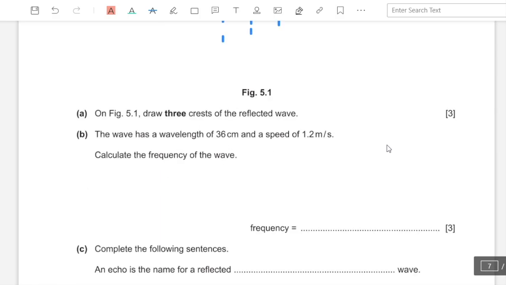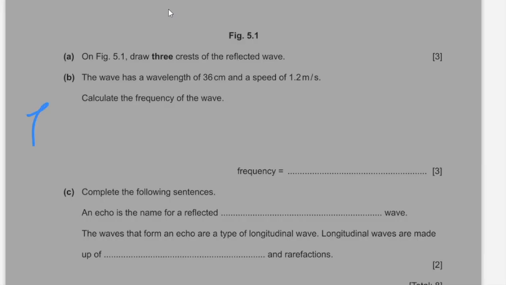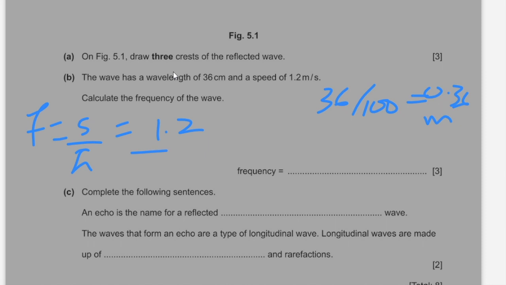B. The wave has a wavelength of 36 centimeters and a speed of 1.2 meters per second. Calculate the frequency of the wave. So frequency is equal to speed over wavelength. Speed is 1.2 meters per second, which means the wavelength should also be in meters. 36 centimeters is equal to 0.36 meters, which means speed 1.2 divided by wavelength 0.36 is equal to 3.3 hertz.